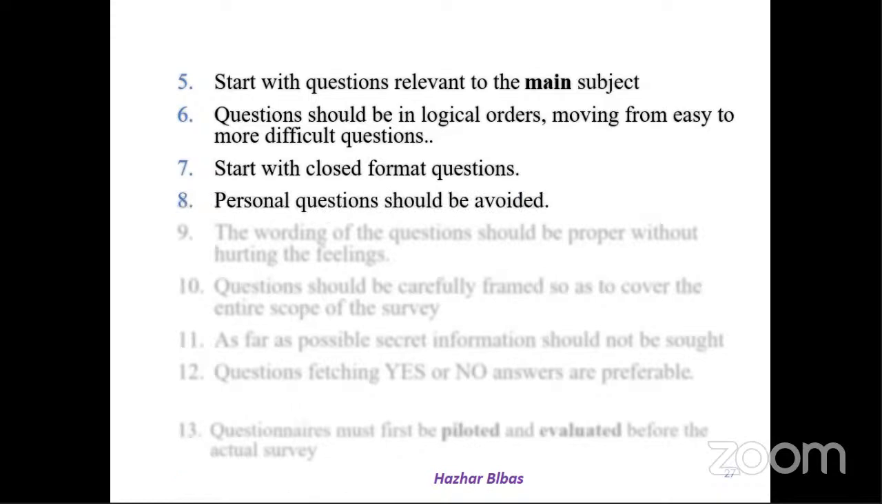Personal questions should be avoided. For example, your title doesn't talk about the salary, so why would you put your monthly salary? No, you don't need a question like that. Please be careful, because the respondents are really smart. They know what you're going to do.